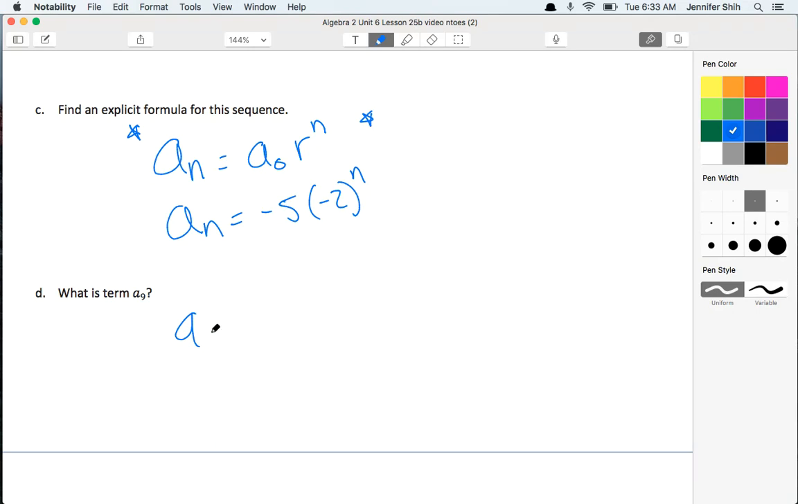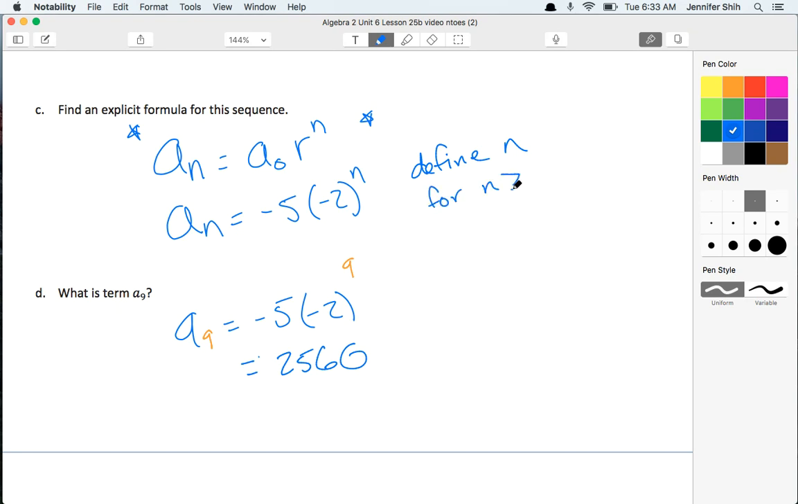So let's try this, a sub n. Let's use this formula, but plug in 9. When you do this in your calculator, -2 to the n power times -5, you're going to get 2560, I think. I did it earlier and I can't read my writing. I forgot to define n up here. You have to think, when is this okay? When n is greater than or equal to 0. This takes some practice. We can talk about this in class.